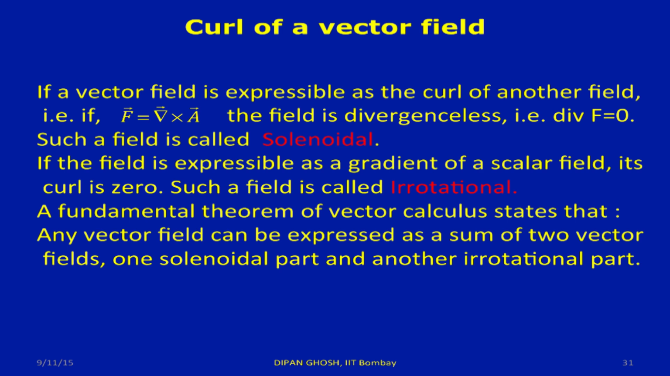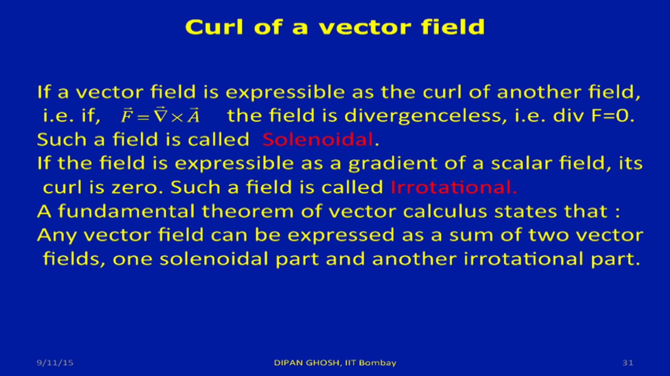When you express a vector field, remember curl is a vector. So divergence of a vector field is a scalar field. Curl of a vector field is a vector field. Since curl itself is a vector, supposing I have a field f which I use to express as a curl of another vector field.